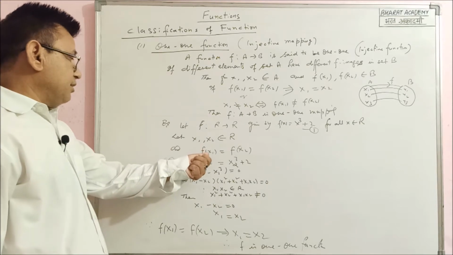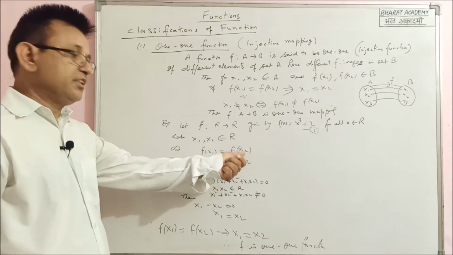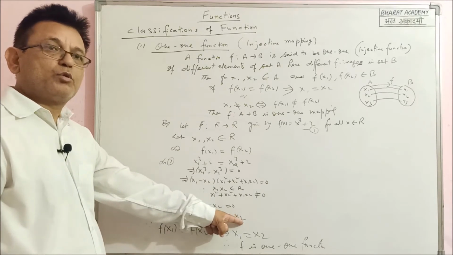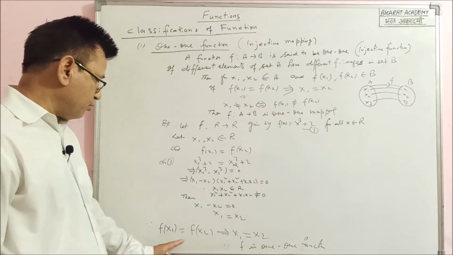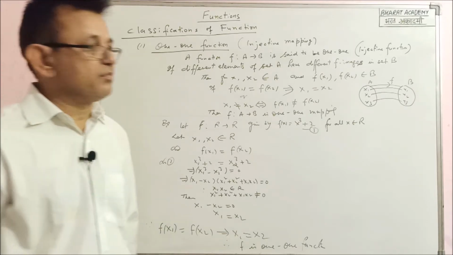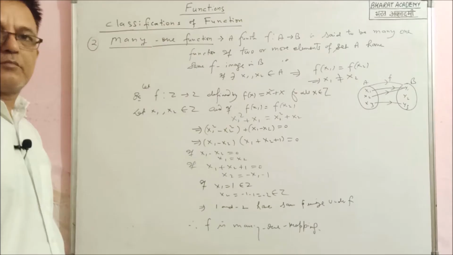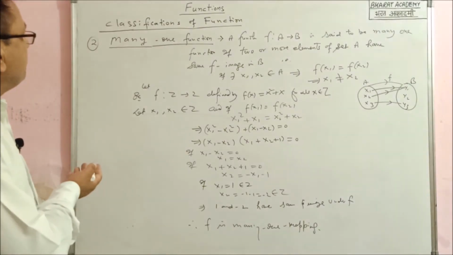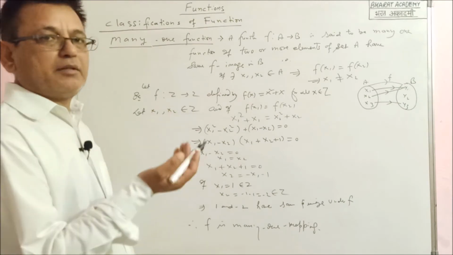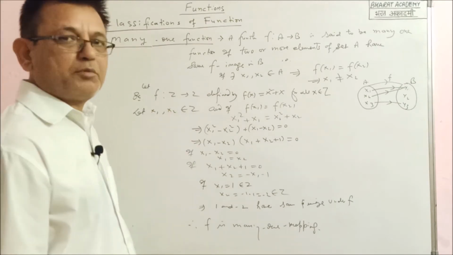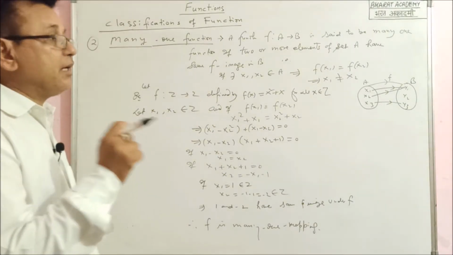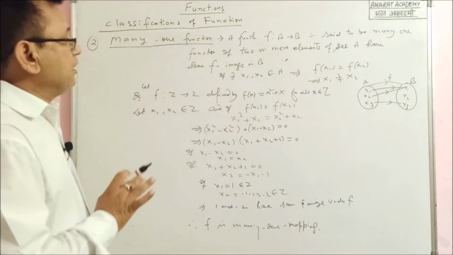I have taken the functional values as the same, so the values of those elements are also the same. It means f(x1) equal to f(x2) implies that x1 equal to x2. It means f is a one-one function or injective function. Now students, the second type of mapping is many-one function. A function f from the set A to B is said to be many-one if two or more elements of set A have the same f image in B.